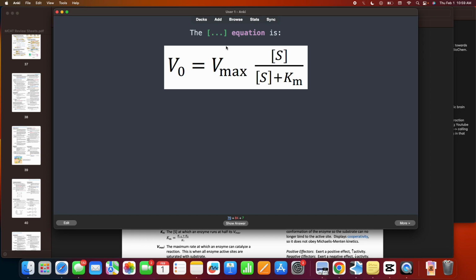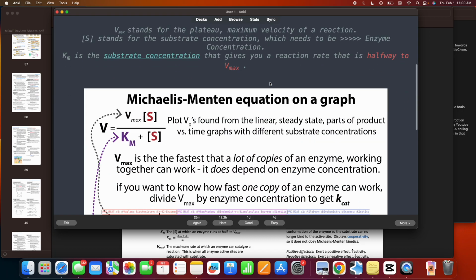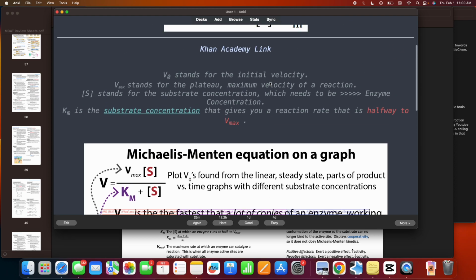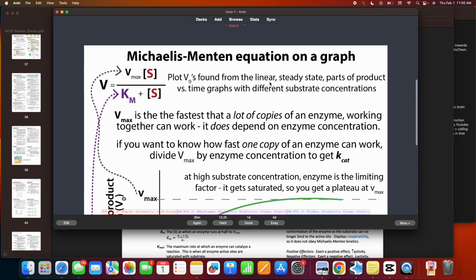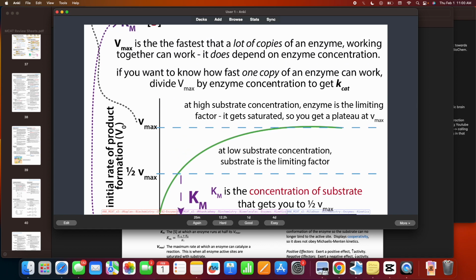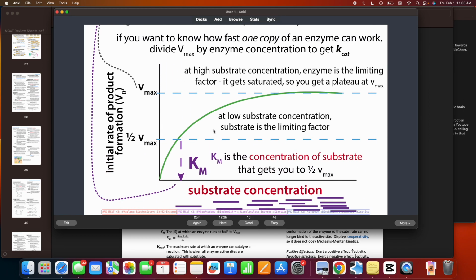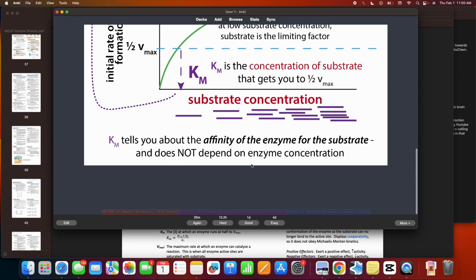Basic and positively charged. This is the Michaelis-Menten equation. So we have a Michaelis-Menten equation and a Michaelis-Menten reaction, and we also have its graph. V equals Vmax times S over Km plus S. So the Km is here, the Vmax is here, and this is half of Vmax. Substrate concentration is here.